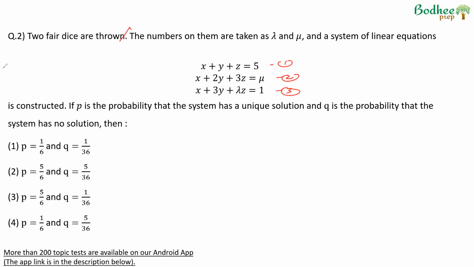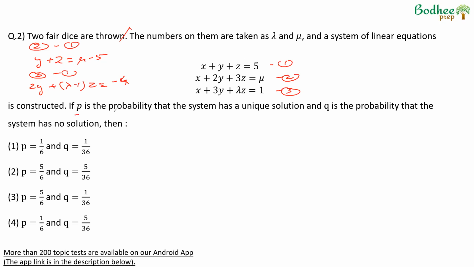So what I'm doing is, I am subtracting the first equation from the second equation. x cancels, 2y minus y is y. 3z minus z is 2z. This is mu minus 5. This becomes equation 1. Then we are subtracting the first from the third. x cancels, 3y minus y is 2y. Plus lambda minus 1 z. 1 minus 5 is minus 4.